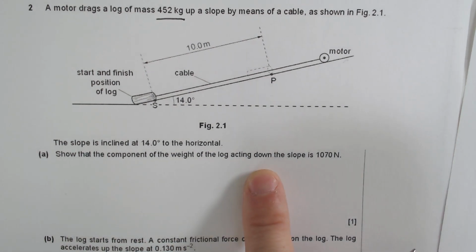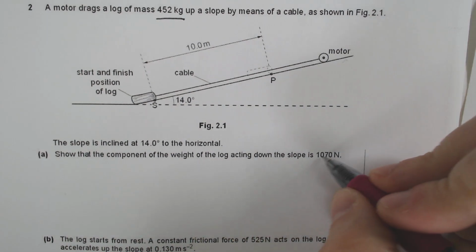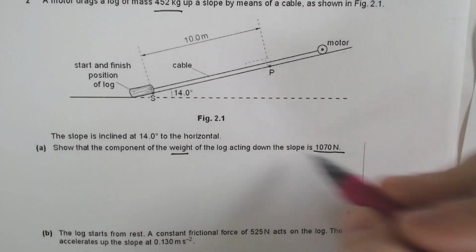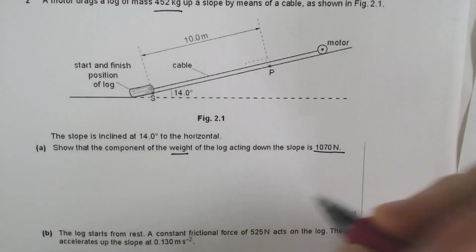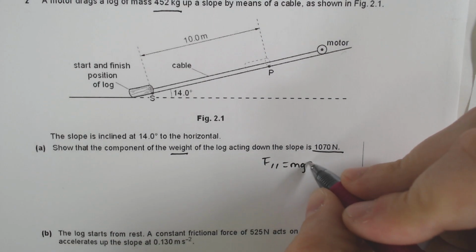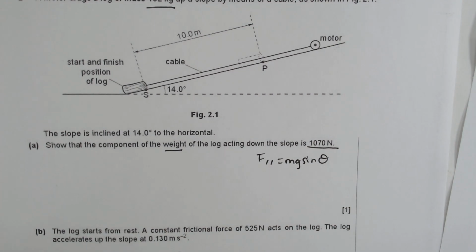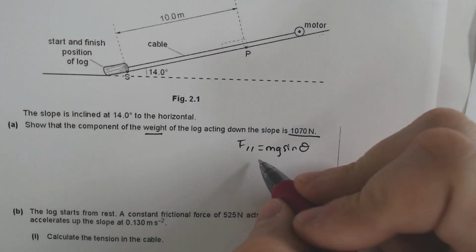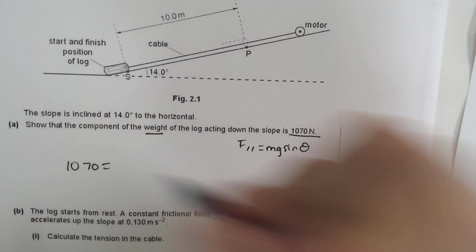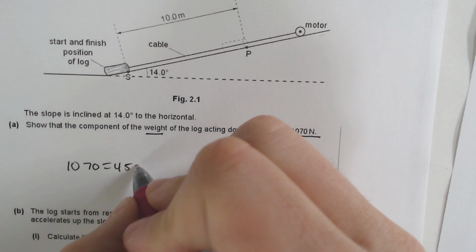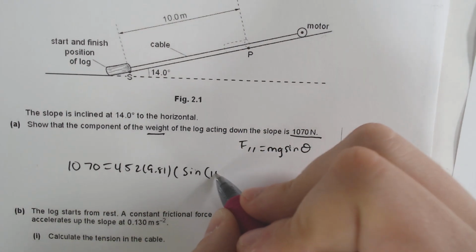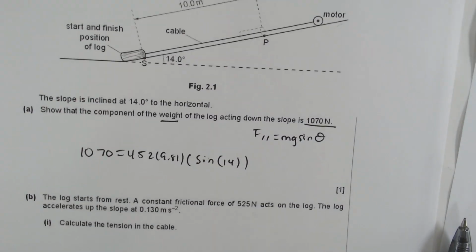Show that the component of the weight of the log acting down the slope is 1070. Okay, so the component of the weight acting down the slope. That sounds like we want the force parallel on a slope, which is equal to mg sine theta. All right, so let's make sure that actually is it. m times g times sine theta is equal to the force parallel. So let's see if 1070 does in fact equal 452 times 9.81 times sine of 14. And if it does, then we're golden and we got our answer.